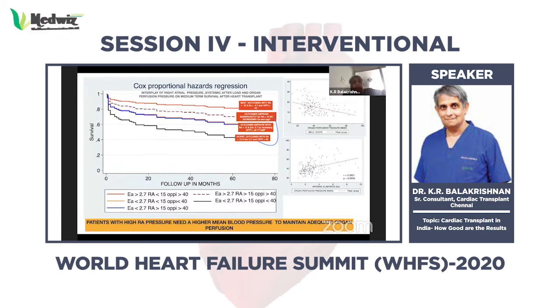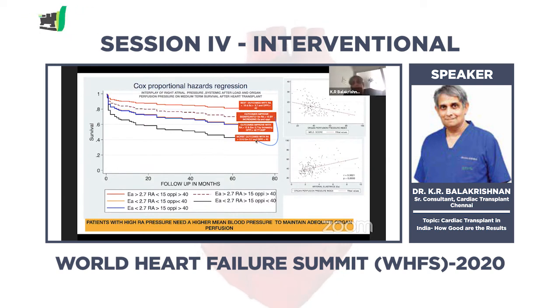On the basis of a Cox proportional hazard regression, when we analyze the whole group, the best outcomes in patients with poor RV function were seen in patients with a right atrial pressure which is less than 15, with the normal systemic vascular resistance of more than 1500 dyne, or EA more than 2.7, and organ perfusion pressure index more than 40. Their 7-year survival was in excess of 80%.